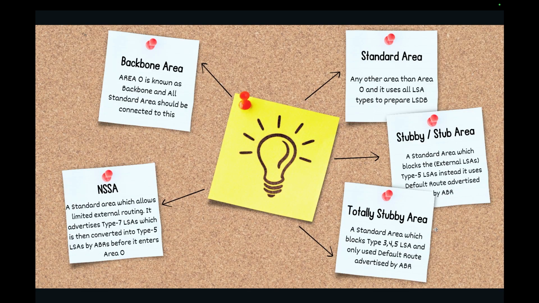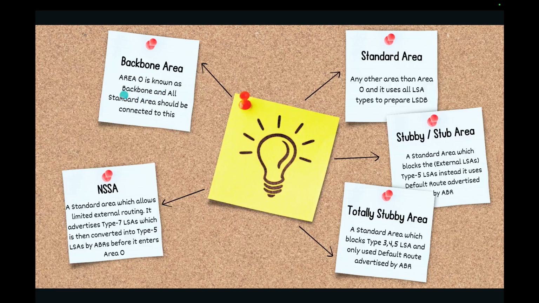We'll explore this configuration in detail. Now these are some of the types of areas that we can find inside OSPF. So let's start with the first area. Understanding these area types is critical if you want to configure OSPF, if you want to understand the configuration of OSPF. So the first area is the backbone area. As we have seen in the previous topology, area 0 is known as the backbone area, and all the standard areas should be connected to this area.